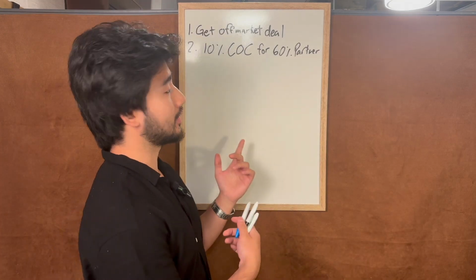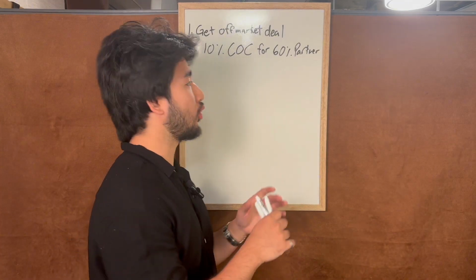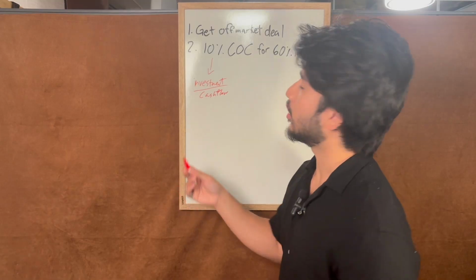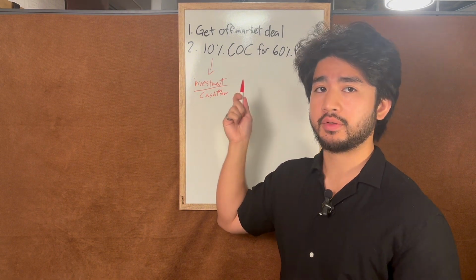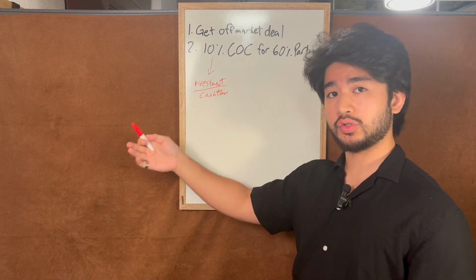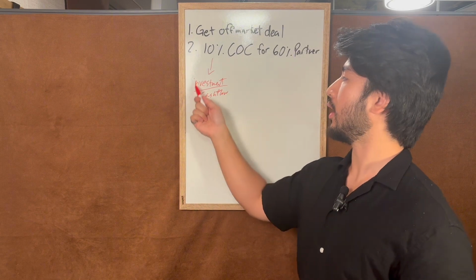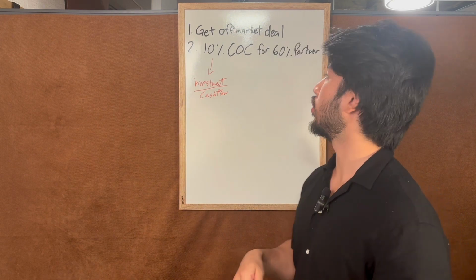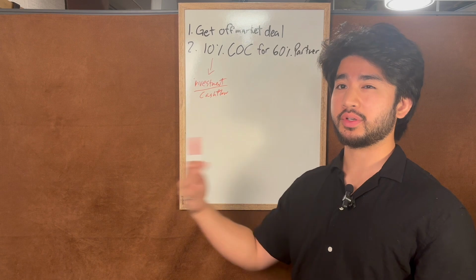So going back to this, let me show you a little bit more in depth on this criteria. Okay, so what does cash on cash even mean? It is essentially the total amount of cash flow, the 60% of cash flow that you're going to give to them, divided by the total amount of investment that your investor put up to close the deal.